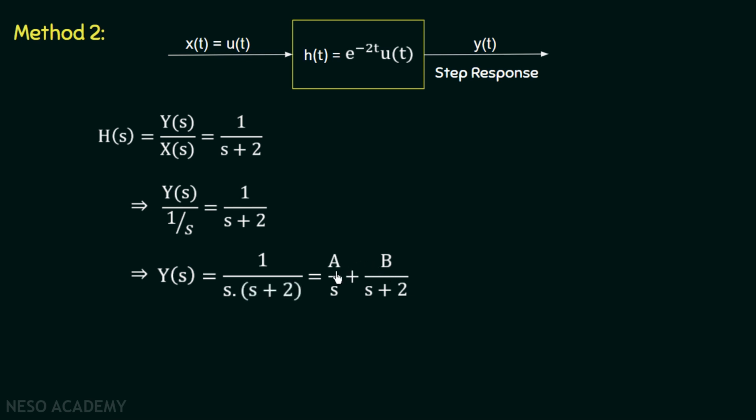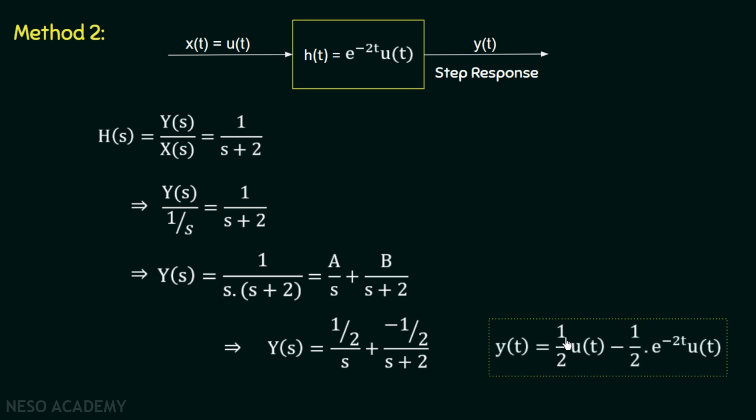Similarly, if we want to find out the value of A, just put s equal to 0 and cover s in this term. We have 1 over (s plus 2) remaining, and if we put s equal to 0, we will have the value of A equal to 1 over 2. In this way, we have A equal to 1 over 2 and B equal to minus 1 over 2. And now we can take the inverse Laplace transform. So we will have y(t) equal to 1 over 2 u(t) minus 1 over 2 e power minus 2t u(t).